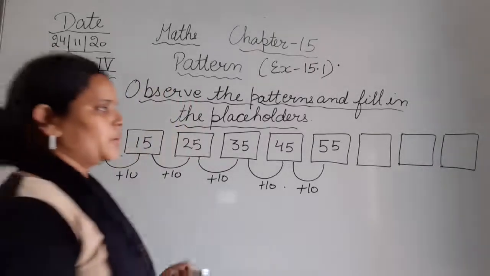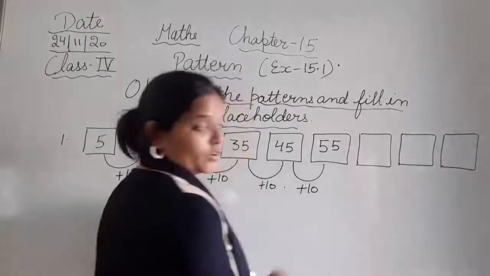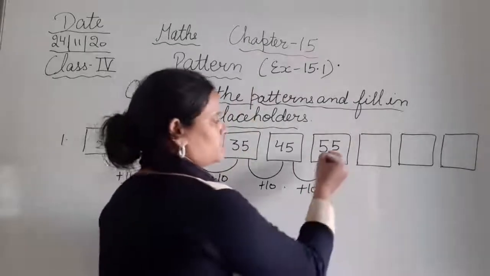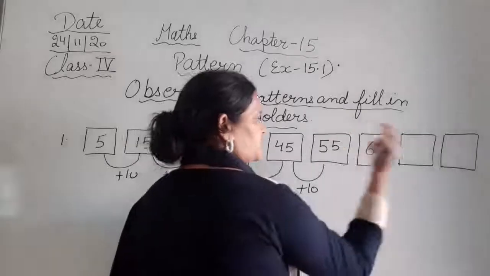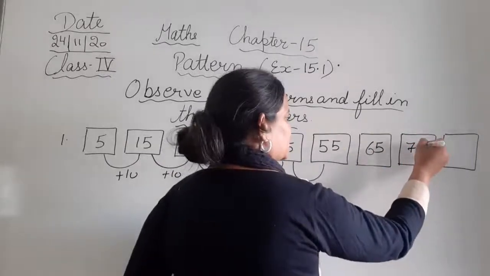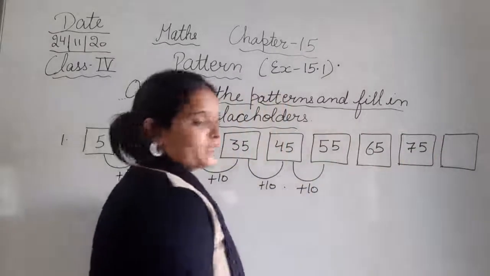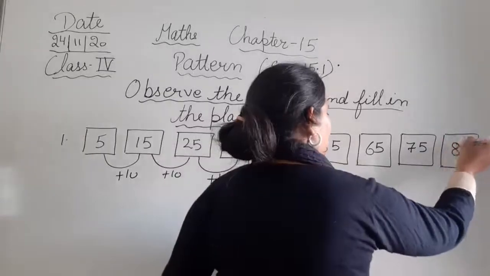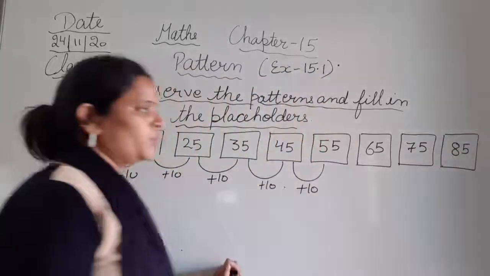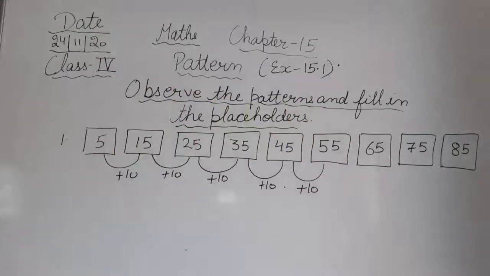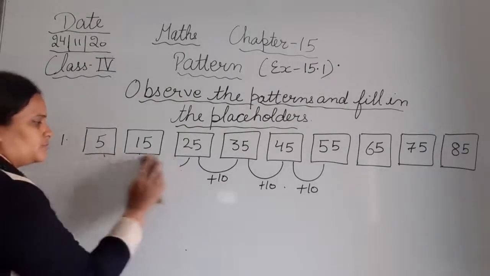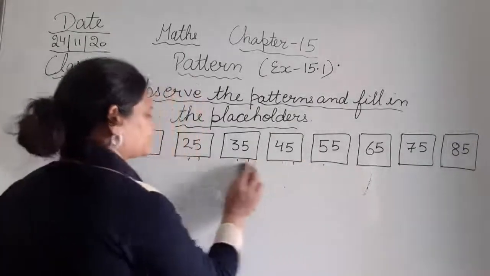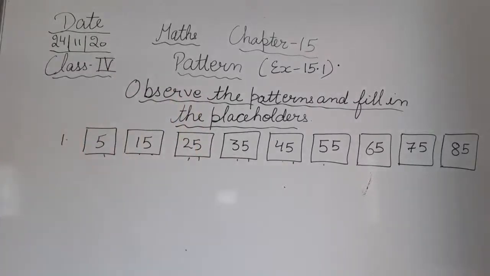So that means now in these also we have to add 10 on 10 on 10. Okay. So 55 plus 10, that is 65. 65 plus 10, that will be 75. And 75 plus 10, that will be 85. So here we are following the pattern of adding 10. Okay, 10, 10, 10 हम add करते जा रहे हैं. So this was the first one.